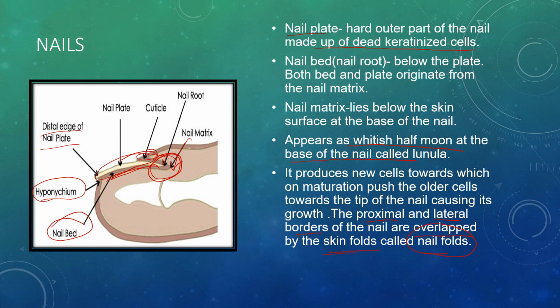This is how we are discussing the nail, another derivative of the skin. You just need to learn these three parts: nail plate, nail bed and nail matrix, and practice this labelled diagram, because by practicing this diagram you will get a clear idea of the nail. So let us move on to the next derivative of the skin, the sweat gland.